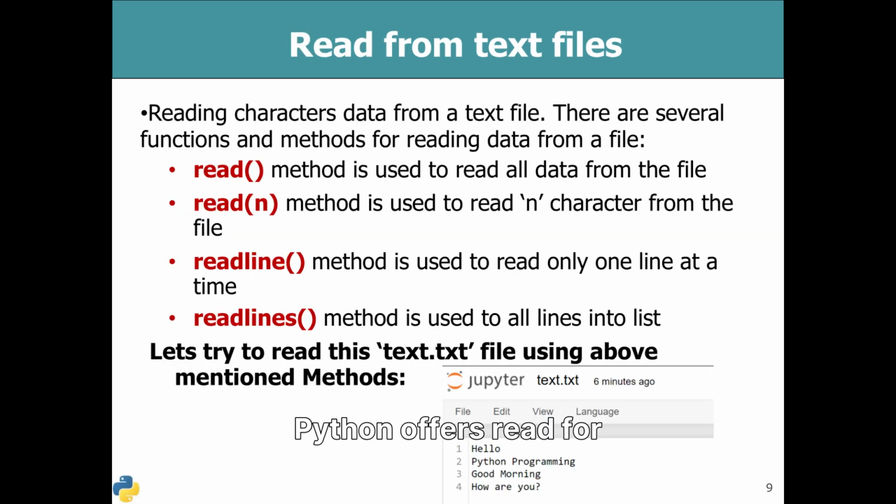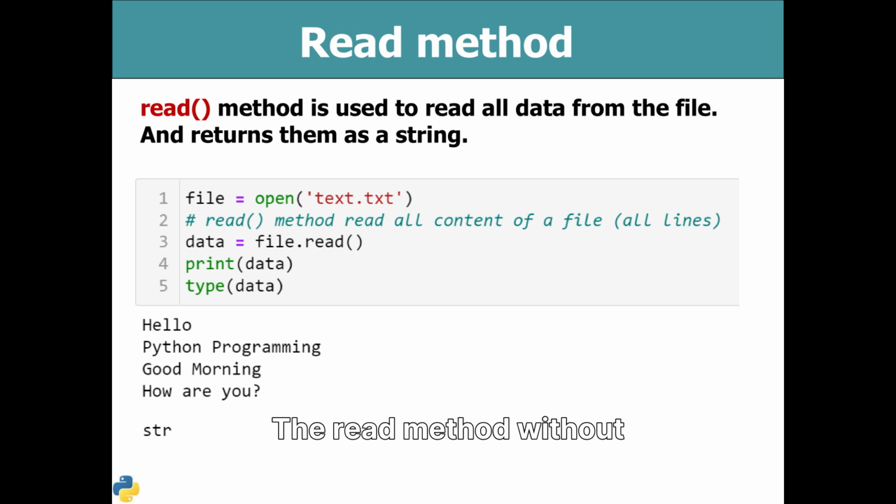Python offers read() for entire content, read(n) for specific characters, readline() for a single line, and readlines() for all lines as a list. We'll use text.txt to demonstrate. The read method, without arguments, reads the entire file as a single string. For text.txt, it returns all content concatenated into one string.